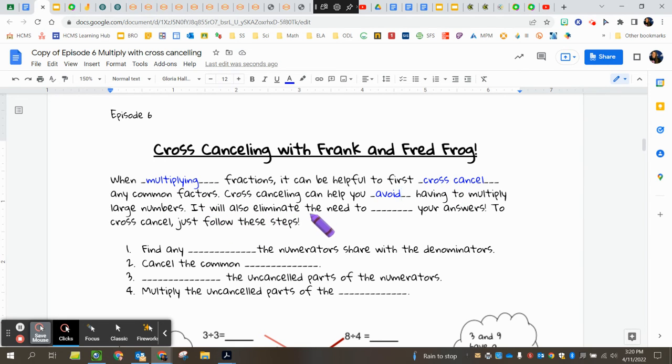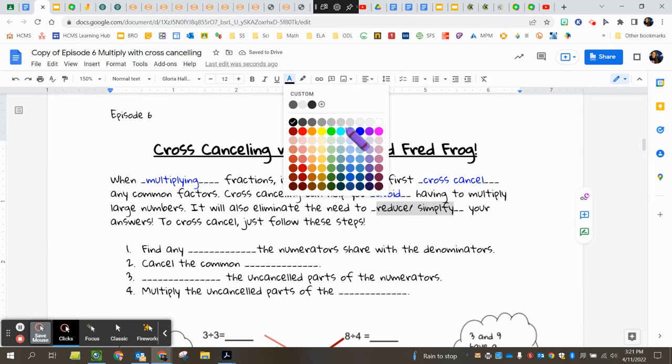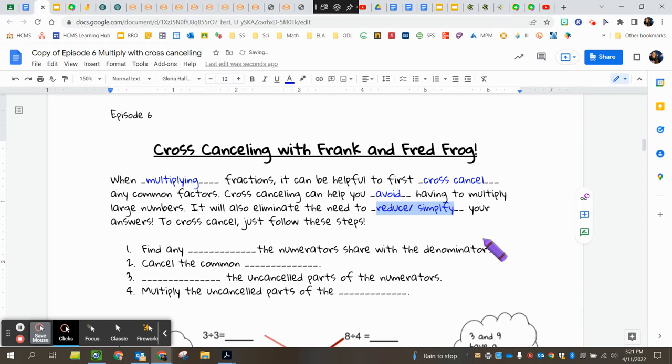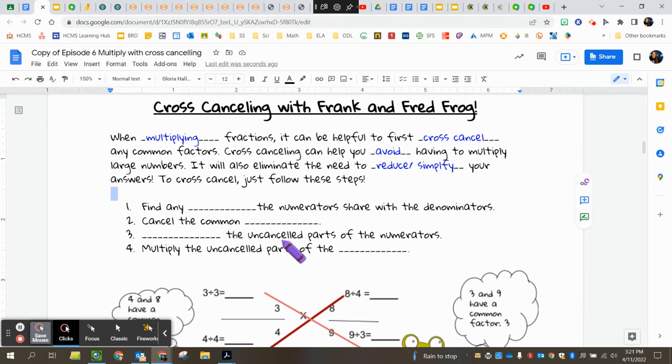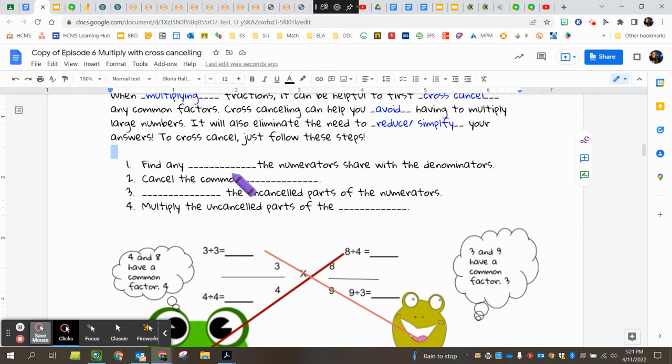It will also eliminate the need to reduce or simplify your answers. We've been working hard on learning how to simplify fractions, but if you cross cancel in the beginning, then you will have to do less, if any, simplifying at the end. So to cross cancel, just follow these steps.